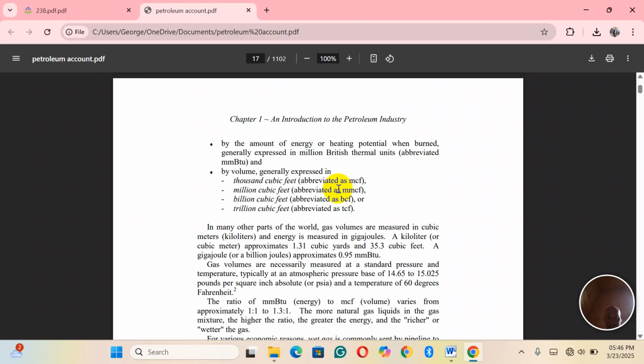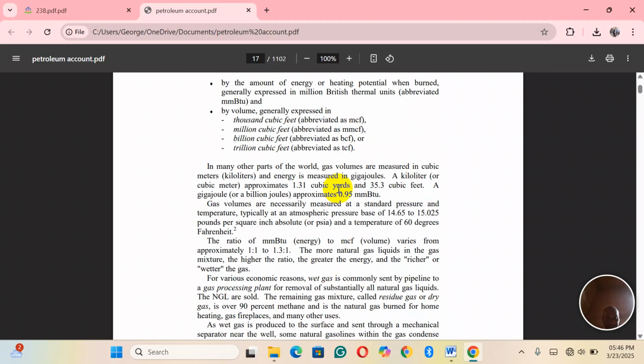So a kiloliter or cubic meter is approximately 1.35 cubic yards and 35.3 cubic feet. A gigajoule, or a billion joules, is approximately 0.95 MMBTU. Gas volumes are also necessarily measured at a standard pressure and temperature, typically an atmospheric pressure base of 14.65 to 15.025 pounds per square inch absolute, or PSIA, and a temperature of 60 degrees Fahrenheit.